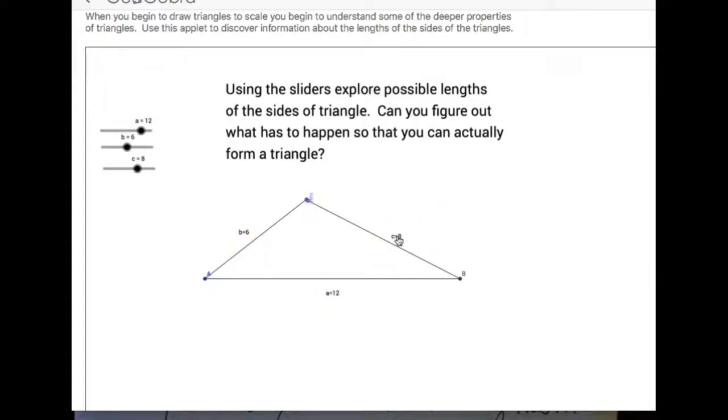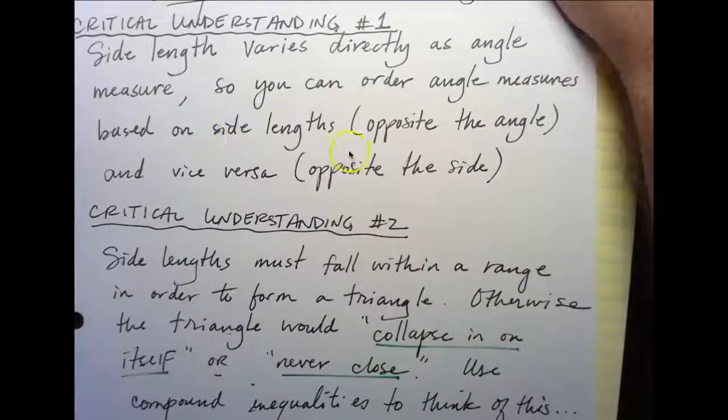So what we're seeing here is that if you take any 2 of the sides of a triangle and add them together, the sum is going to be bigger. It has to be bigger than the third remaining side. And that's a really critical understanding here. That's actually this critical understanding 2.